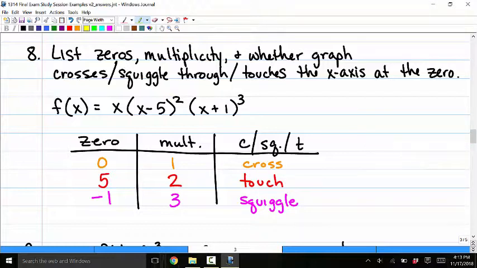For the last one here, x plus 1 quantity cubed, you set that equal to 0. x plus 1 equals 0. x equals negative 1. That's how you got the zero. It's being raised to the third power, so the multiplicity is 3. It's going to cross the x-axis at x equals negative 1, but it's going to squiggle through. It's not going to be linear because the multiplicity is 3.